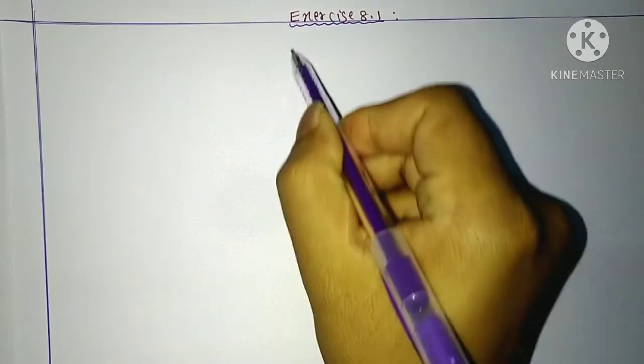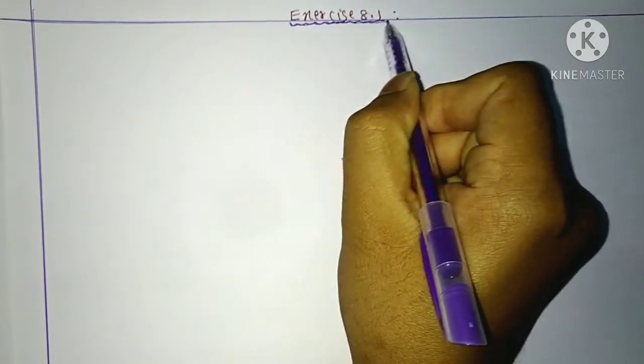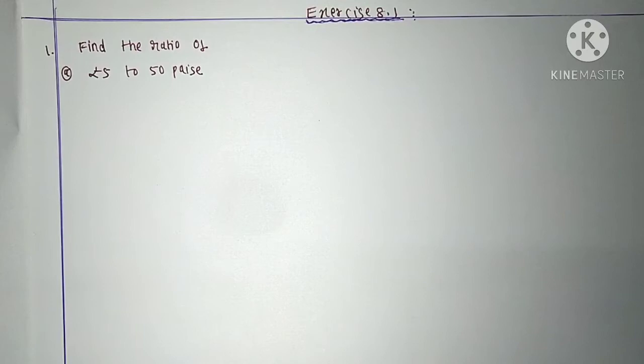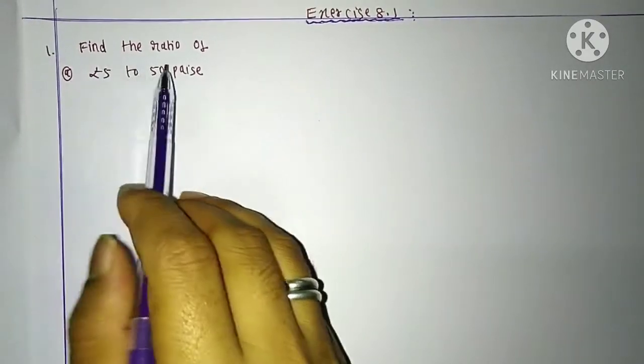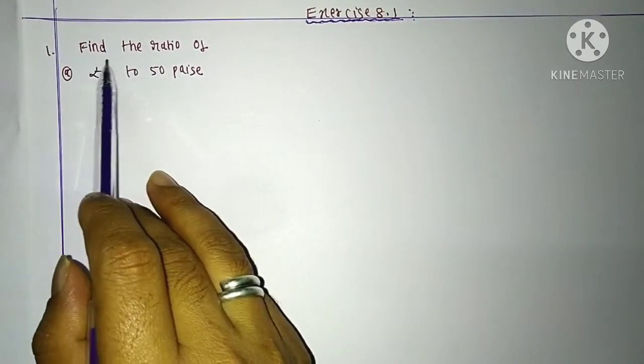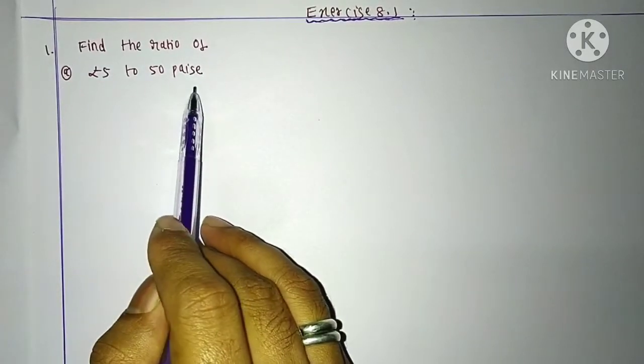Hello children, in today's class we are going to solve exercise 8.1 problems. Now let us look at the first problem. They're asking us to find the ratio of 5 rupees to 50 paise.